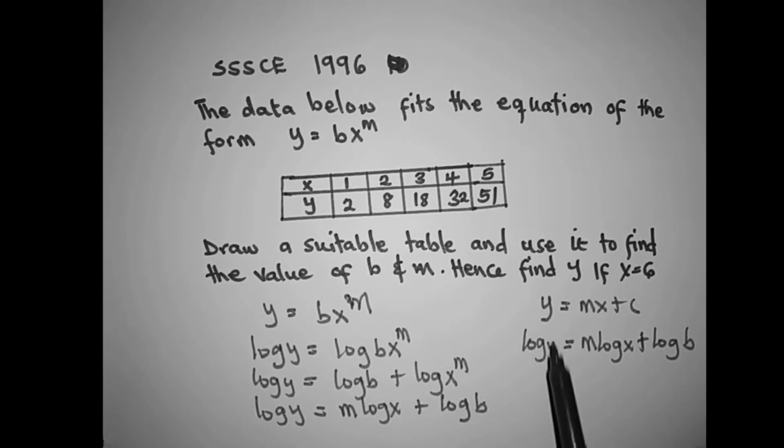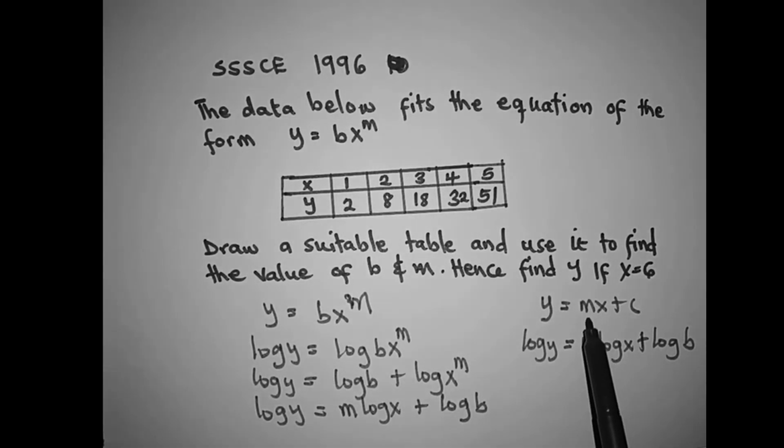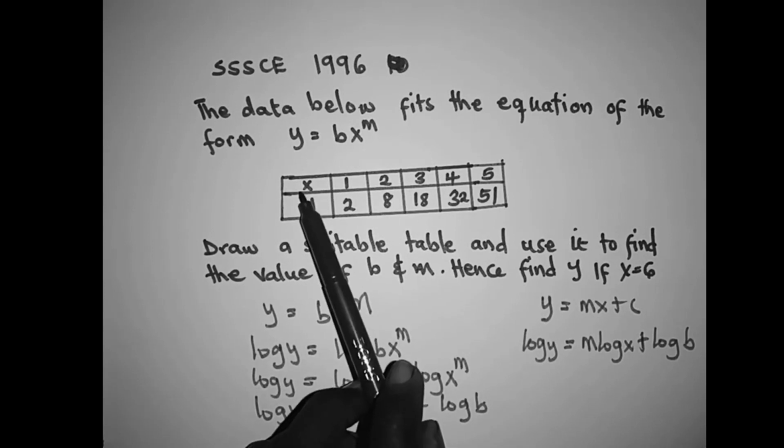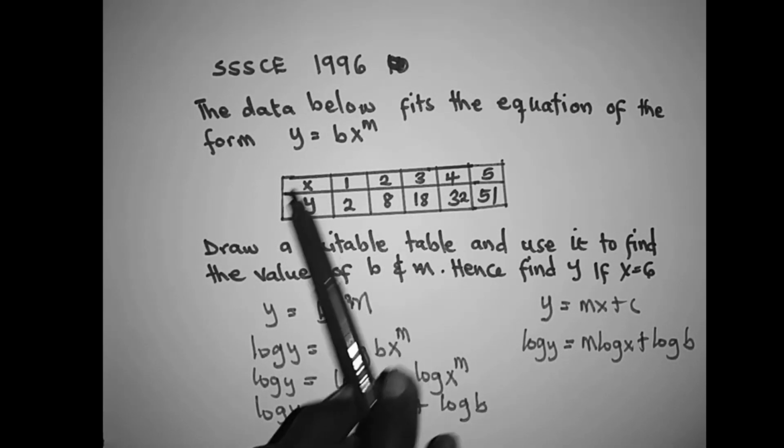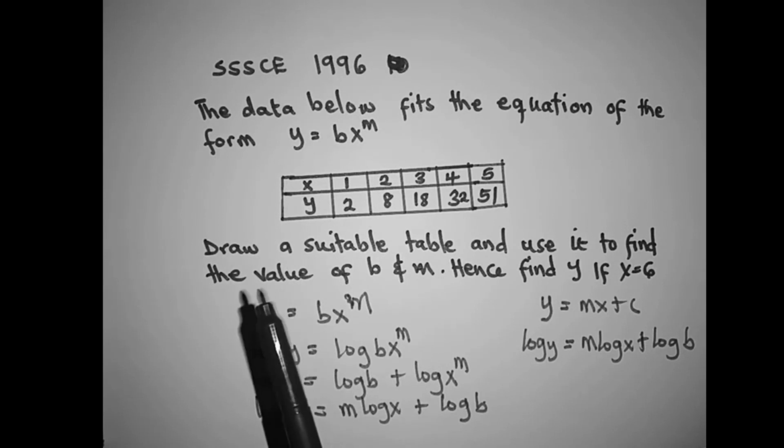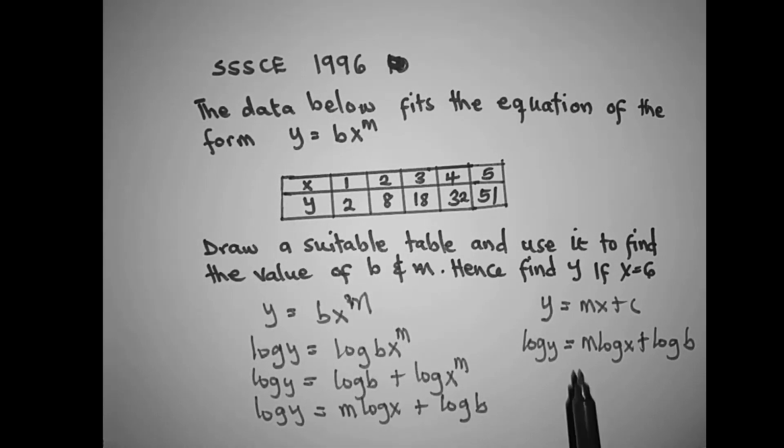So the log y becomes the y. m is the gradient, which is the coefficient of x, but in this case x is log x. Then plus c, the y-intercept, and the y-intercept is log b. So what we need to do is change this table into log y and log x. Then we will plot the values of log y against log x, and we can find the gradient and then the y-intercept. So let's go ahead and do that.